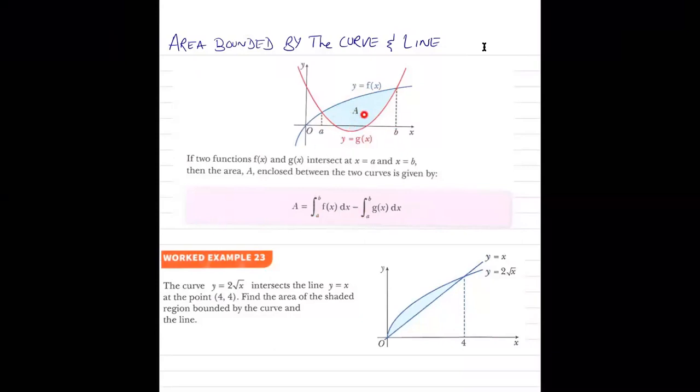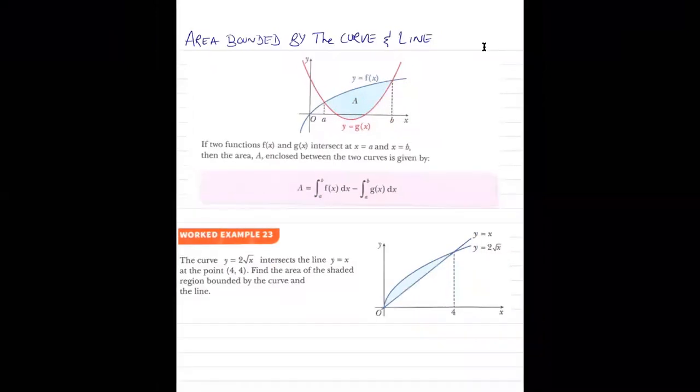Do you understand this? Yes. Sure. Okay. So I also write this as area between the two curves is going to be integration of upper curve minus integration of lower curve, and the limits are going to be the same because they both are intersecting.